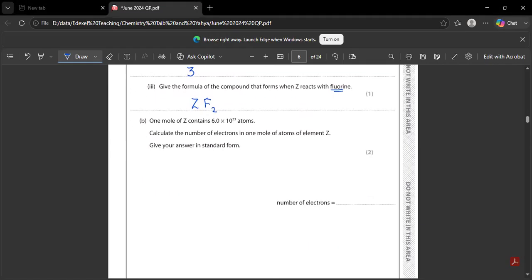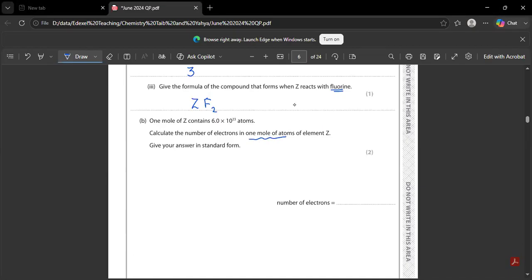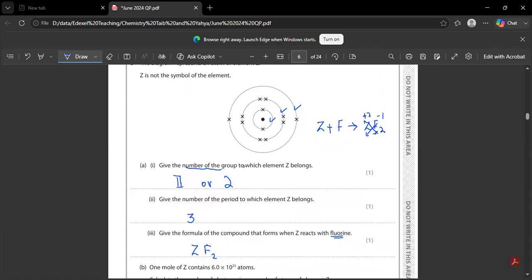One mole of Z contains 6.0 times 10 to the power 23 atoms, right? Calculate the number of electrons in 1 mole of atoms of element Z. Give your answer in standard form. Yes, we have to find the number of electrons. Since it is 1 mole of atoms, if you look at the number of electrons in the structure, it is 2, and then 8, and then 2.